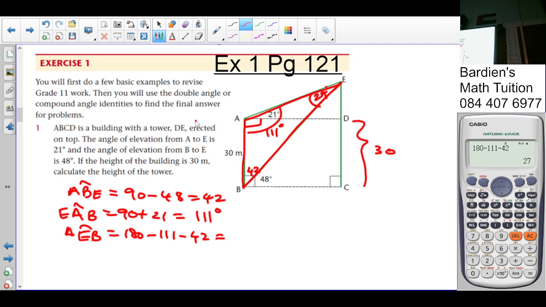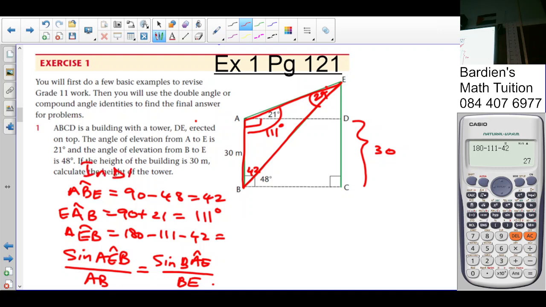Okay. Now we can say that sine of AEB over, so opposite that is going to be AB, is equal to sine of BAE over BE. And in this case I'm going to calculate BE. Just name the triangle I'm working in. It's in triangle AEB. Okay. I'm going to work out BD. Why do I need BD? So that I can work in this right angle triangle.